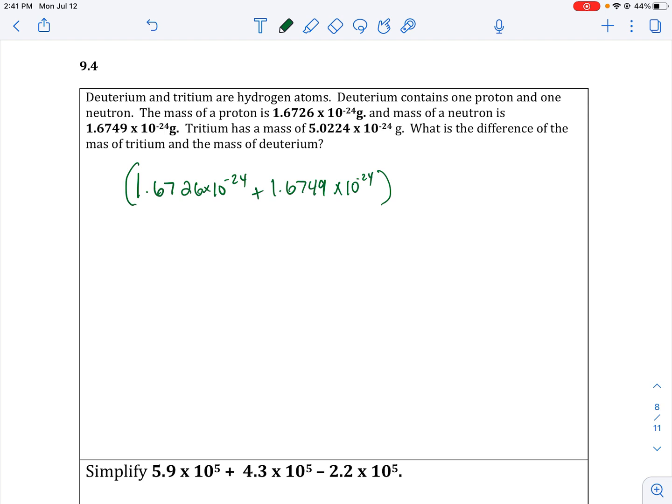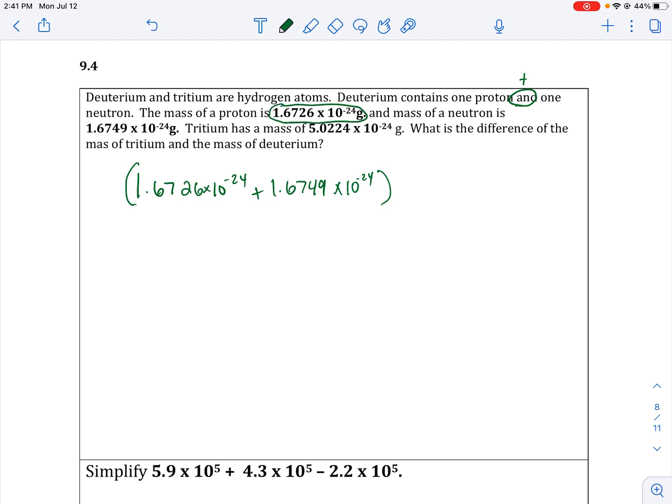So first, deuterium and tritium are hydrogen atoms. You can talk to Mrs. Lay or Mrs. Rolk about these. Deuterium contains one proton and one neutron. That "and," we should know, in math means to add. So we're thinking about adding a proton and a neutron.